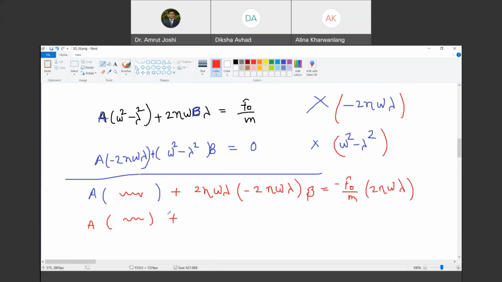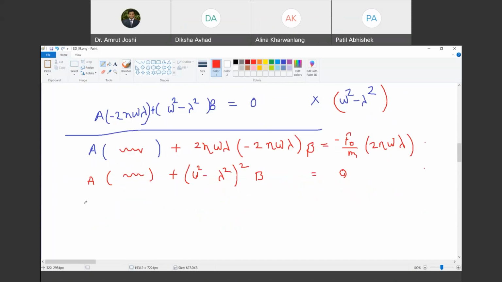That's right. Second equation. So what happens to the second equation? It is omega square minus lambda square, the whole bracket square, multiplied by b. This must be equal to 0. Happy? These are equation number 3 and equation number 4. Now I am going to use these two equations and subtract equation number 4 from equation number 3. That eliminates a. A has been eliminated.